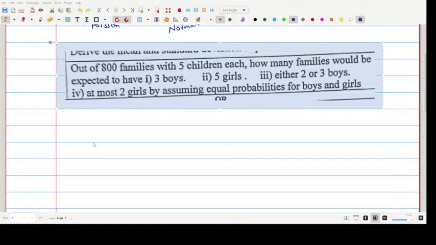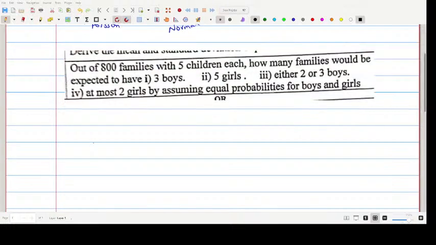The question says, out of 800 families with 5 children each, so there are a total of 4,000 children. Okay, 800 families, 5 children each. First family has 5 children, second family has 5 children, third family has 5 children, and so on. So 800 families have 5 children each. Total there are 4,000 children.